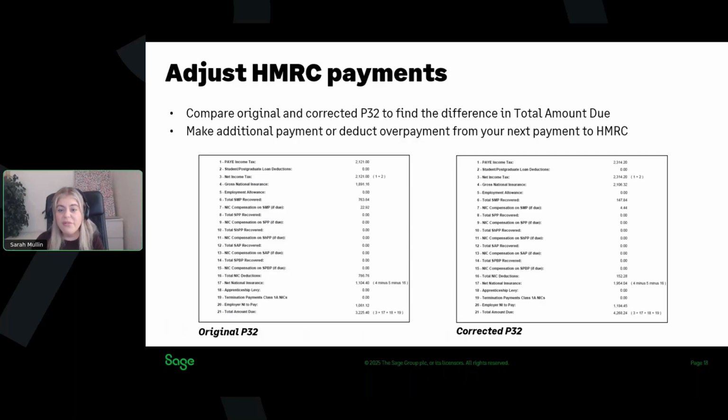Now, same goes with HMRC. So if you've already paid HMRC, it might well be that the amount that you've paid is going to be different based on the correction. So again, this is very similar to the pay slip. So you just want to look at the original P32 and then the corrected P32, look at the difference in the amount due, and then from there you can make any additional payment or deduct any overpayment from your next bill with HMRC.